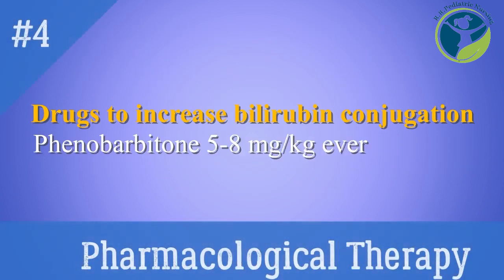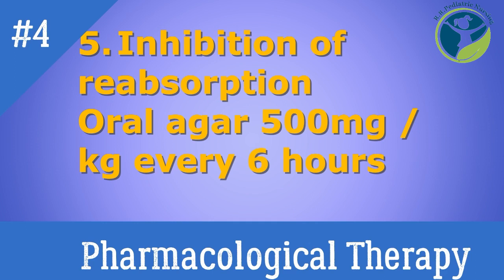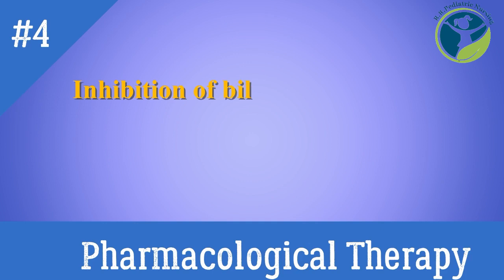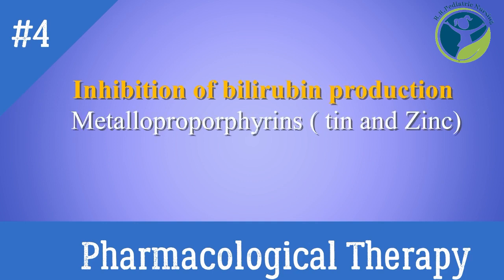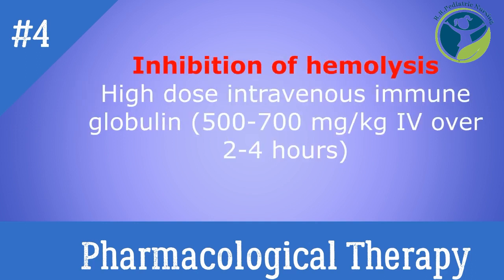Drugs to increase bilirubin conjugation. Phenobarbital 5 to 8 mg per kg every 24 hours. Inhibition of reabsorption. Oral agar 500 mg per kg every 6 hours. Inhibition of bilirubin production. Metalloporphyrins, tin and zinc. Inhibition of hemolysis. High-dose intravenous immunoglobulin, 500 to 700 mg per kg IV over 2 to 4 hours.